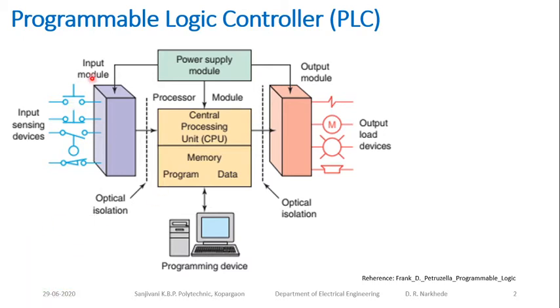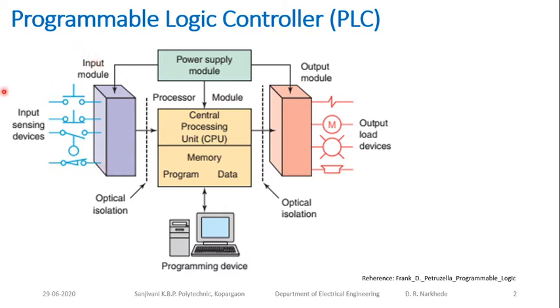So first one, this is the input module. The function of the input module is to give input signal to the processor. Now the input module may be an AC input module or a DC input module. Commonly used input modules may be 12 volt or 24 volt DC. And if it is an AC input module, then it may be 110 volt AC or 230 volt AC.